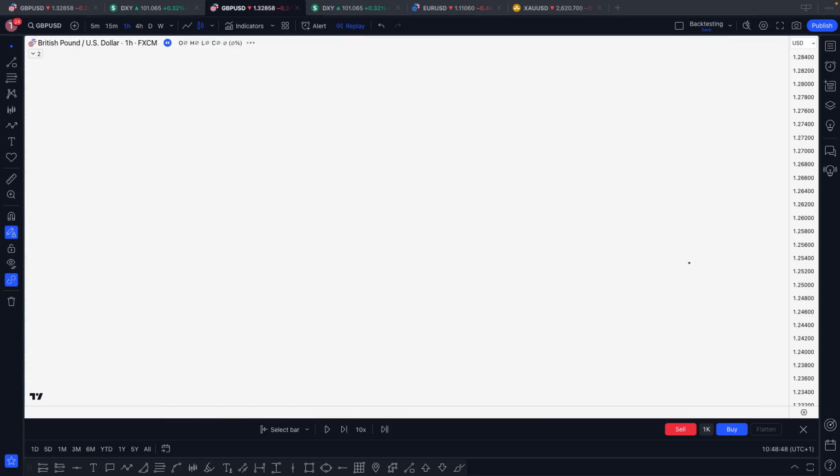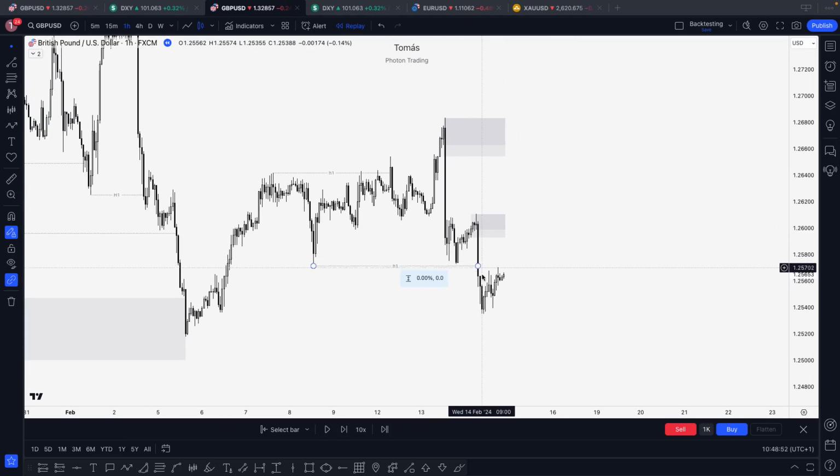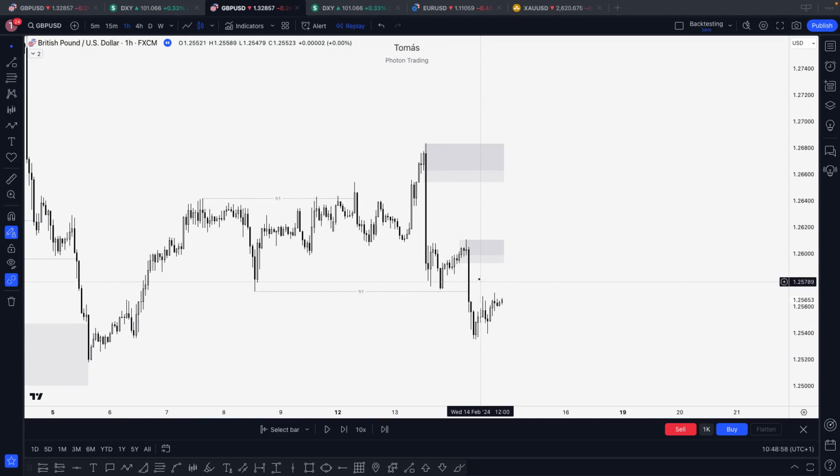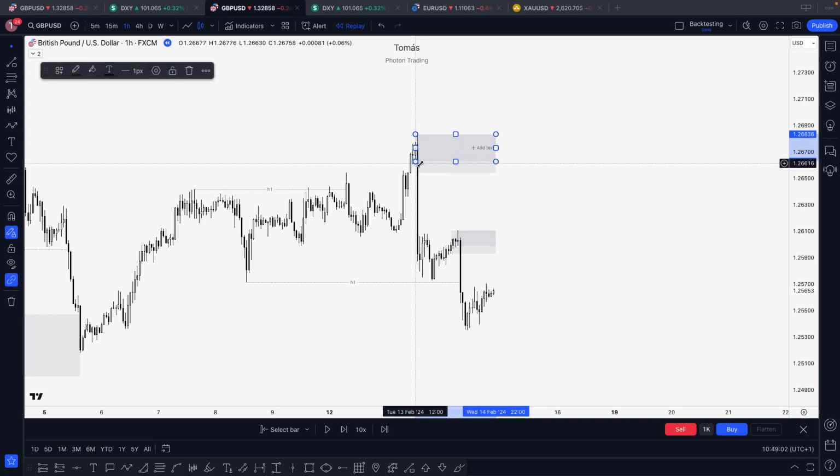So let's now analyze the H1. We have this H1 shift bearish, the swing low right here being weak. So from the H1 perspective, we have two very clean POIs. This one at the very extreme and this one as well. Because it's such a tiny candle, I just use the H4.